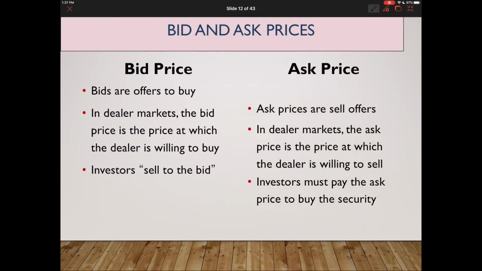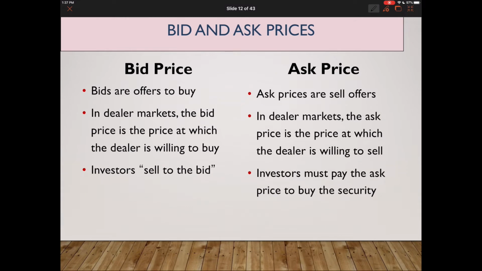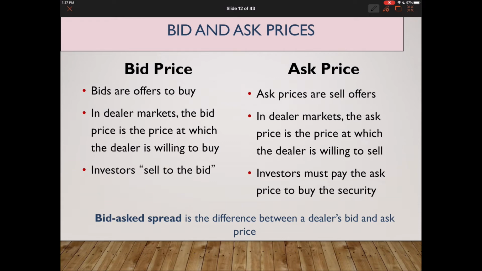Ask prices are sell offers. In these dealer markets, the ask price is the price at which the dealer is willing to sell, and the investors must pay the ask price to buy the security. Keep in mind that the bid-ask spread is the difference between a dealer's bid price and the ask price, and that's how they make their income. The dealers make their income on this difference between what they are willing to buy it at and what they're willing to sell it at.